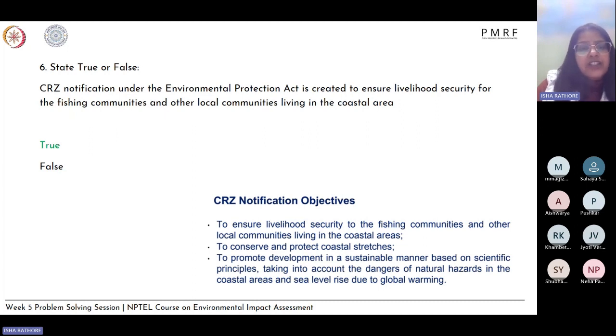That is the intention of having coastal regulation zones, to ensure livelihood security for the fishing communities and also for the local communities who are living in the coastal areas. But it is also to conserve and protect the coastal stretches and to promote development in a sustainable manner, based on the different levels of risks and scientific knowledge on risks and natural hazards which can happen in these different regulation zones. Okay, so the statement is true, but there are two other purposes for having coastal regulation zones. Okay, so moving on to the next question.